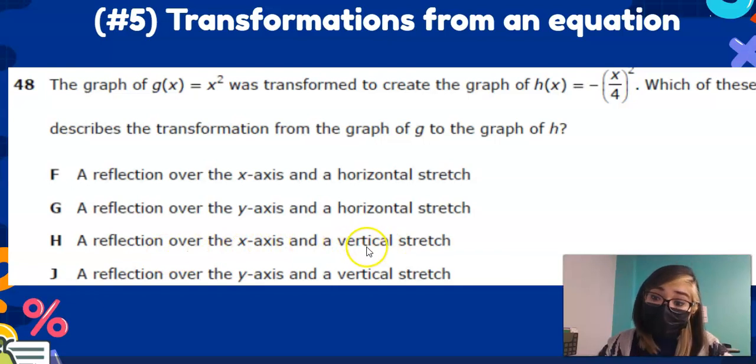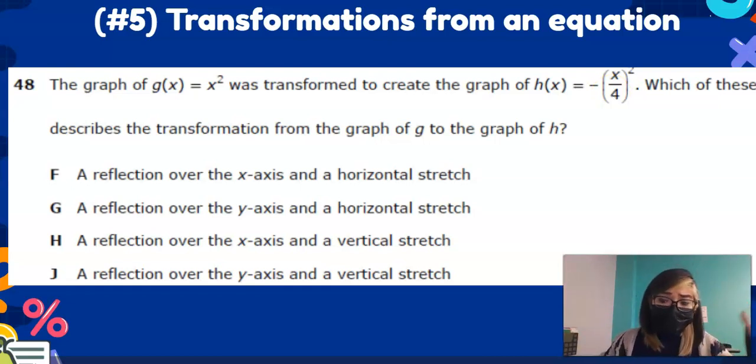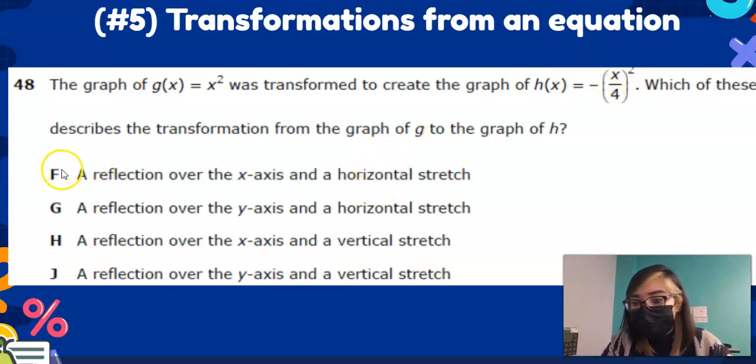Now if you had looked at your other answer choice, a reflection across the x-axis, yes, but this tells us it's a vertical stretch. Incorrect. We know it's horizontal just by knowing it's inside the parentheses. So if you still can't differentiate between is it a stretch, is it a compression, you could at least know it's a horizontal transformation. So the only option available is answer choice F.